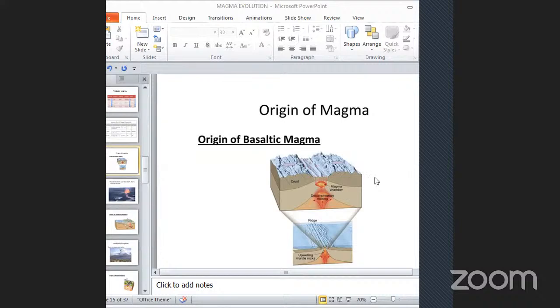So basalts erupt non-explosively, indicating a low gas content.